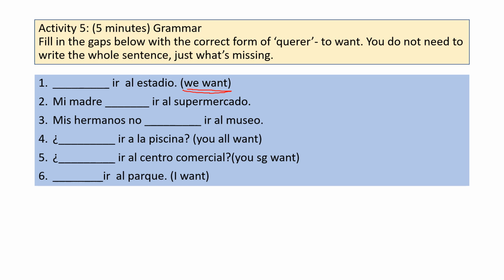Sometimes you'll notice there are no brackets, and that's because the subject pronoun, the person we're talking about, is at the beginning of the sentence. So keep an eye out for those, numbers 2 and 3, for example. So let's do number 1, ir al estadio, and you want to write we want. So you should have chosen queremos. Let's have a go at numbers 2 to 6 now by yourselves. Pause your video to do this.